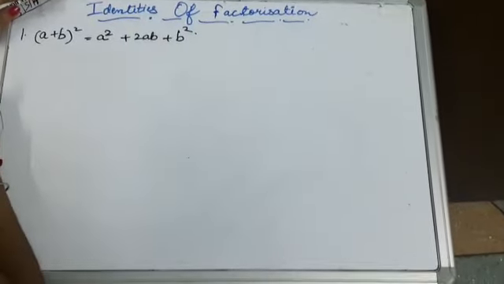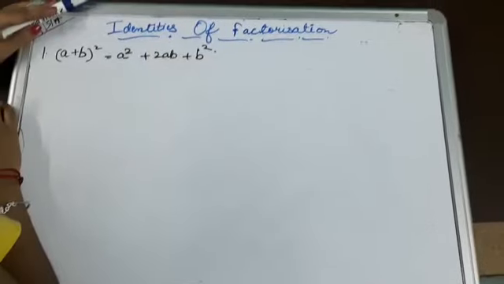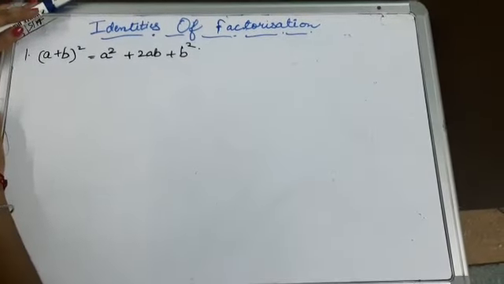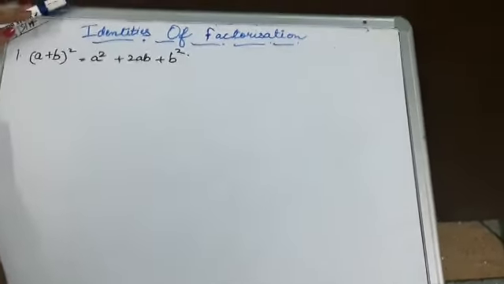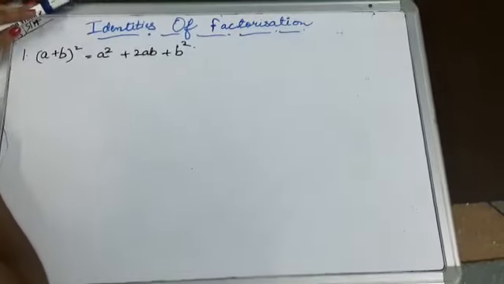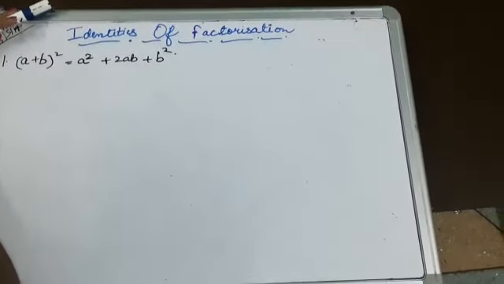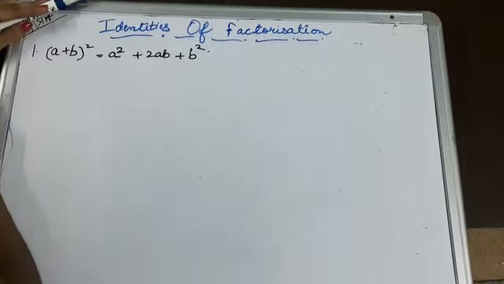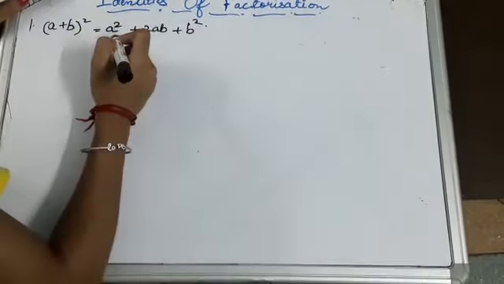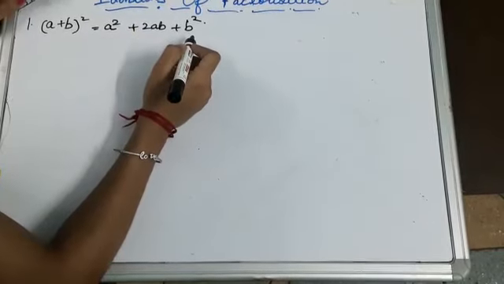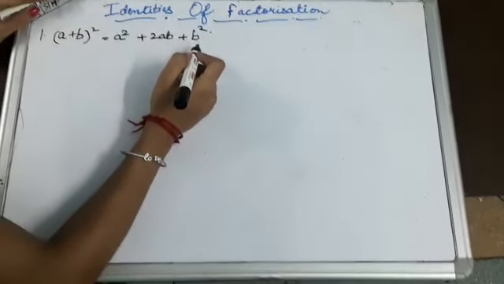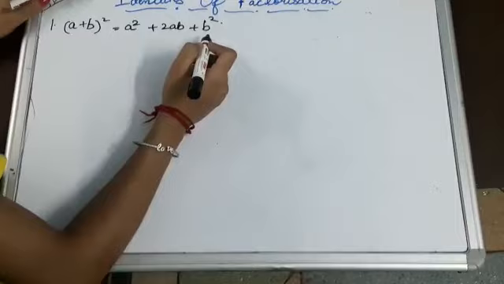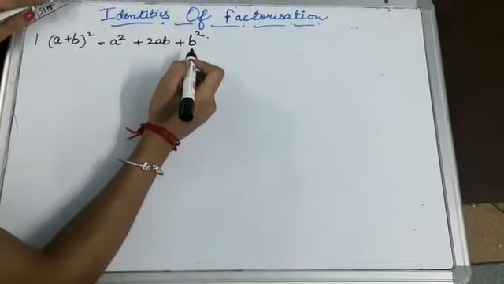As we studied in our earlier class, the identities of factorization. Let's first recall: what are the identities of factorization? The first identity is (a plus b) whole square. So what is the expanded form of (a plus b) whole square? That is a square plus 2ab plus b square. In today's class, we will study how to use these identities in expressions.